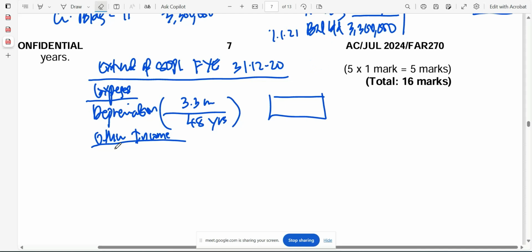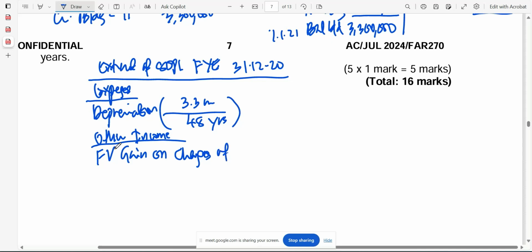The fair value gain is on the item here. So I put here fair value gain. There is no other income in the form of rental income since you stopped renting the building. You use the building now. Fair value gain on changes of IP. So the fair value gain was 300,000. This one is for you to calculate. Right, and that was the entry here.